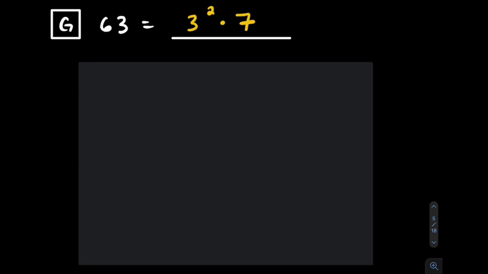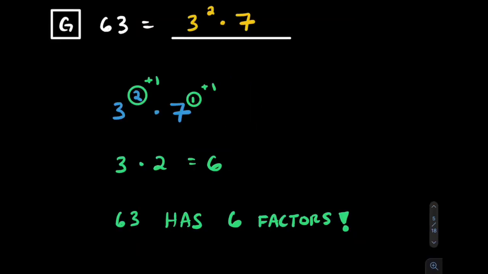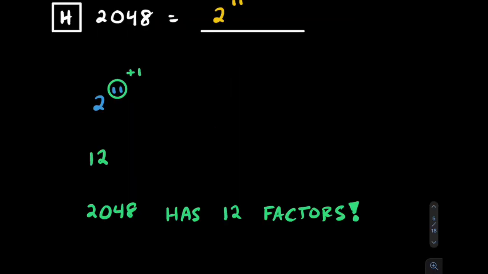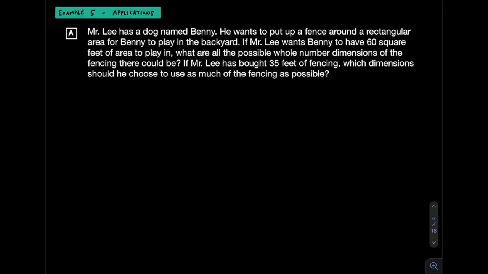Practice makes perfect. Try 63. 63 has 6 factors. And let's just try one more. How many factors does 2048 have? If you don't want to list them out, just use its prime factorization. 2048 has 12 factors. That brings us to example 5.